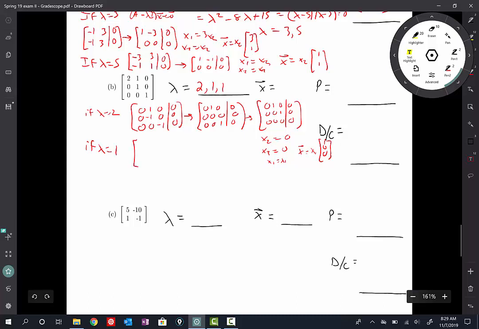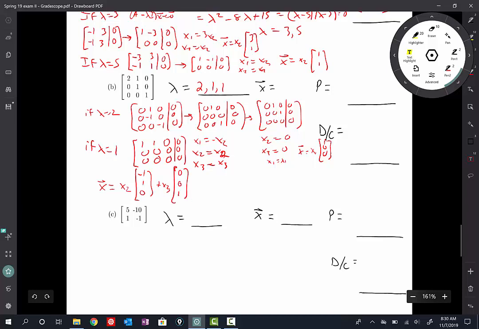Well, when I plug in lambda equals 1, I'm going to get 2 minus 1 as I subtract my eigenvalue on the diagonals to get 1, 1, 0, 0, 0, 0, and 0, 0, 0. So this one's already in row reduced echelon form. My first equation gives me x1 is equal to negative x2, and x2 is a free variable and x3 is also a free variable. If I write this in parametric vector form, I'd have one vector with x2 stuff, negative 1, 1, 0, and one vector with x3 stuff, which would be 0, 0, 1.